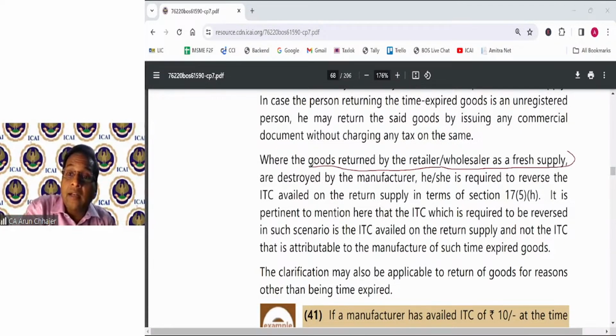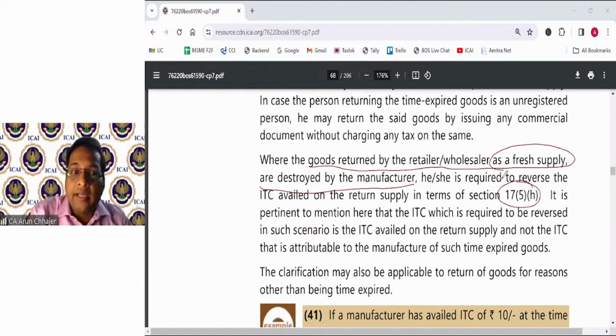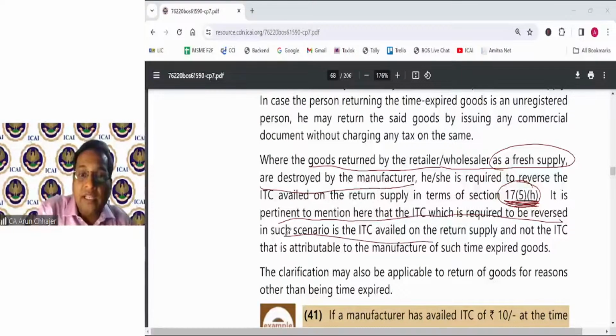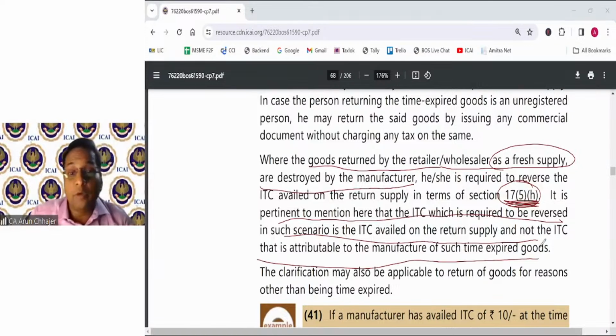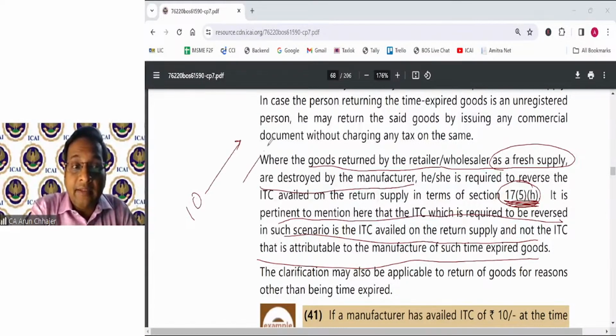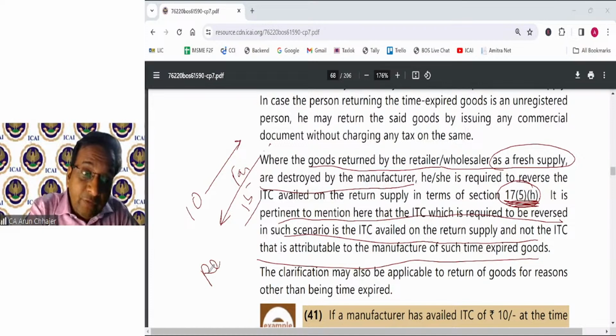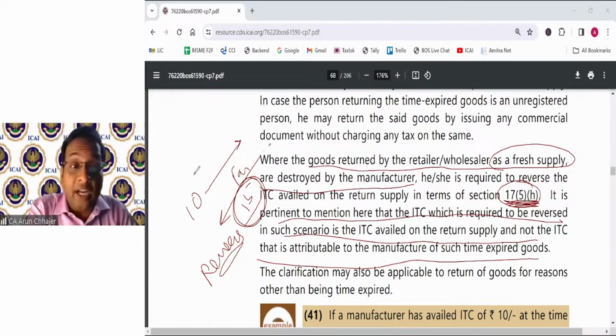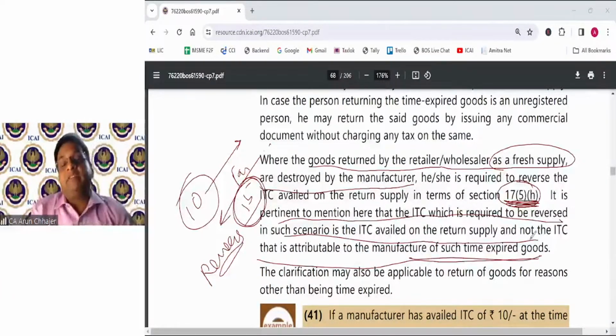When the goods returned as a fresh supply are finally destroyed by the manufacturer, then 17(5)(h) will come into the picture. That Maggie company or that medicine manufacturing company has to reverse the input tax credit. It is pertinent to mention here that the ITC which is required to be reversed is the ITC availed on the return supply and not the ITC that is attributable to the manufacture of such time expired goods. Let's say the manufacturing cost is rupees 10, and the trader who is returning the goods issues a tax invoice of, let's say, 15. Then the ITC reversed by that medicine manufacturing company would be the one charged on rupees 15, and not the ITC attributable to the manufacturing of such goods.